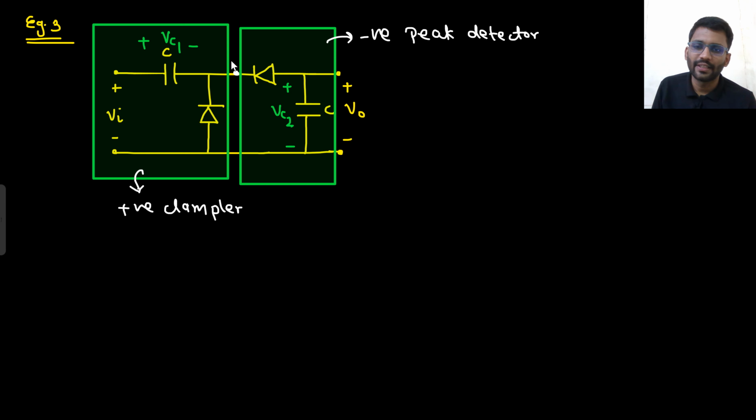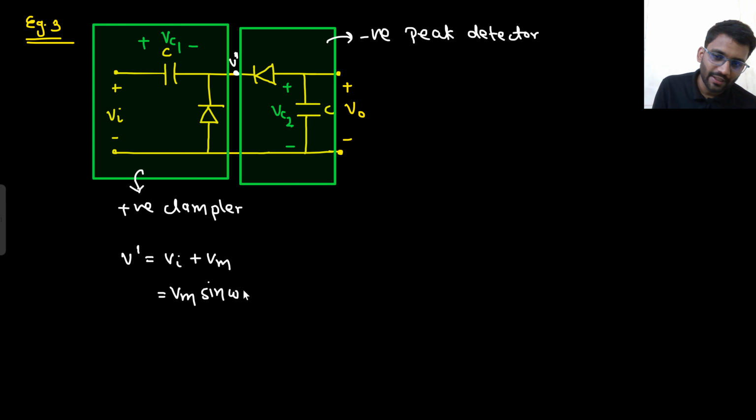So let's call this potential V dash. So what will be your V dash? Since this is a positive clamper, V dash will be V in plus Vm. That means it would be Vm sin omega t plus Vm.